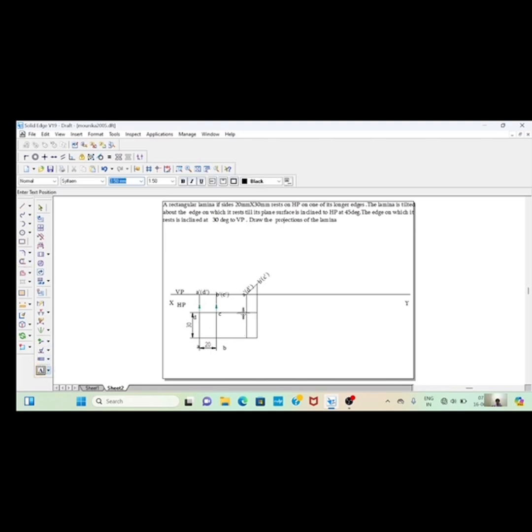Now go to text box and mark the points A, B, C and D. Now go to leader and the projected lines should be put with arrow marks.